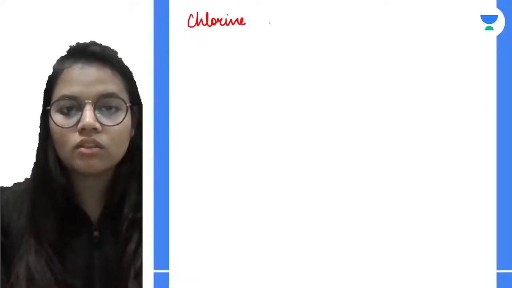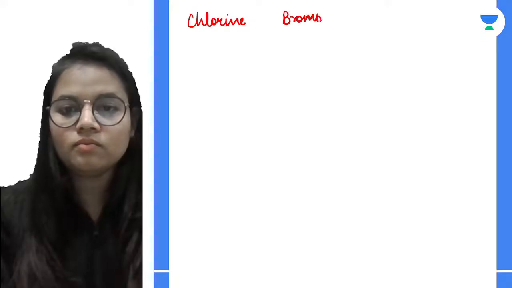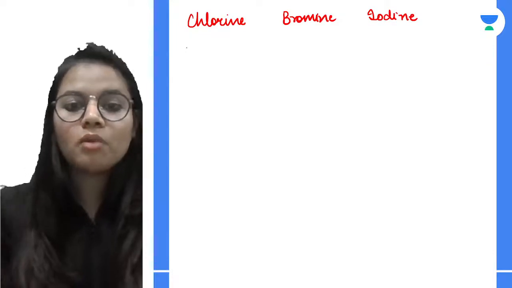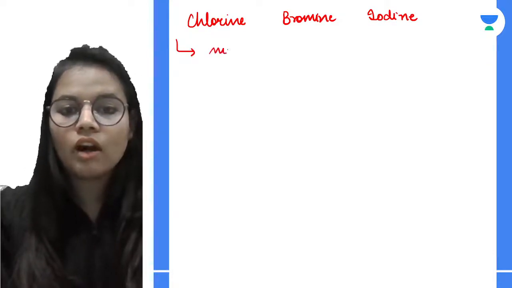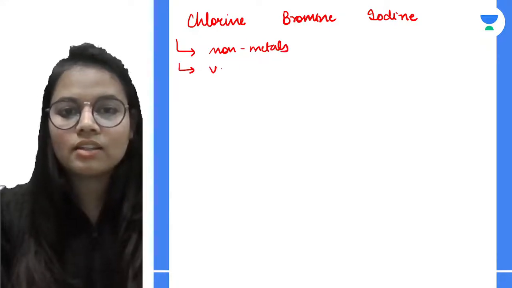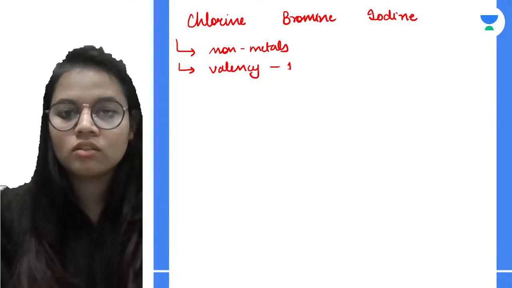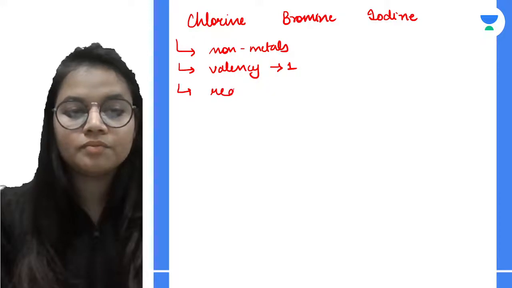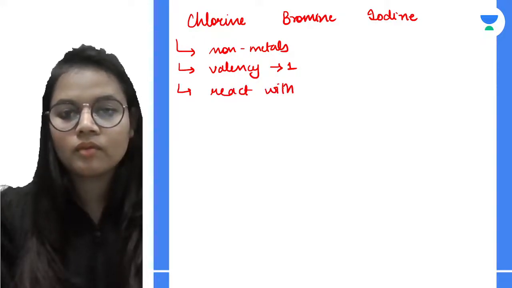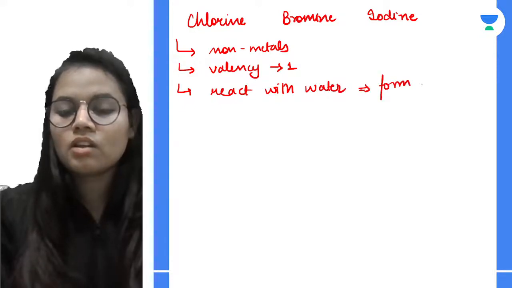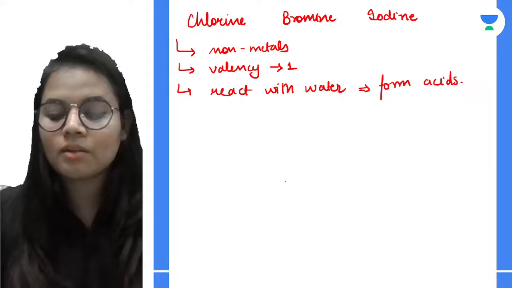Similarly, let's take another group, the halogens: chlorine, bromine, and iodine. Now, talking about their properties, first of all, they are all non-metals, they are halogens. Next, their valency is 1. And they can react with water and form what? Acids. So we can say that similar properties are present.